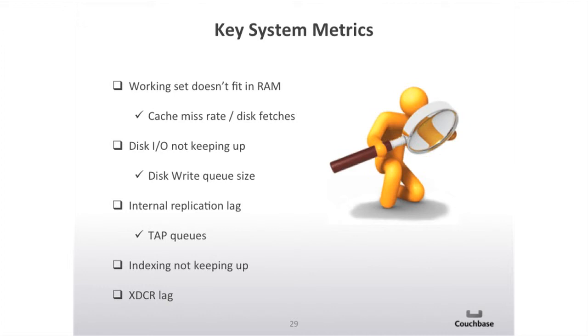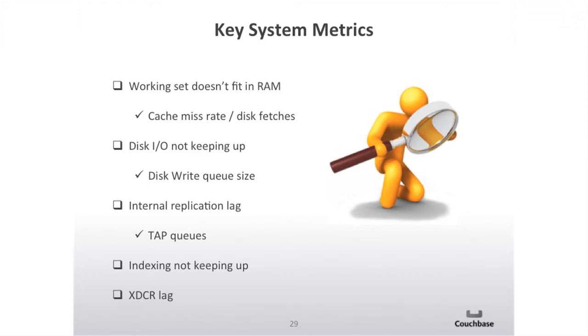The next symptom is disk I/O not keeping up, meaning it's not able to persist to the disk fast enough. In that case, you'll see that the disk write queue size will be huge. That's the indicator that the disk I/O is not keeping up. Then there's internal replication lag. I explained that within the cluster we have intra-cluster replication, which is from memory to memory. The key metric to look for is the TAP queue size, TAP being the protocol we use for replicating data from one server to another server.